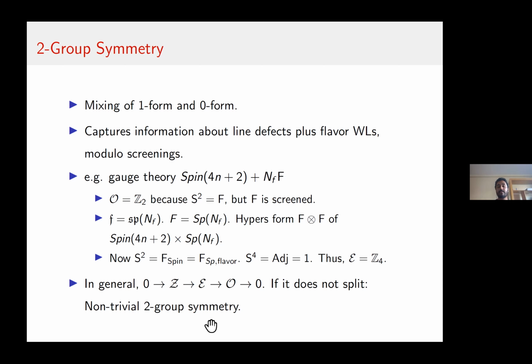Earlier, when we discussed 1-form symmetry, we completely disregarded the flavor charges. And if we could just screen it, we just screen it without thinking about whether we have screened and created a flavor-Wilson line in the process or not.